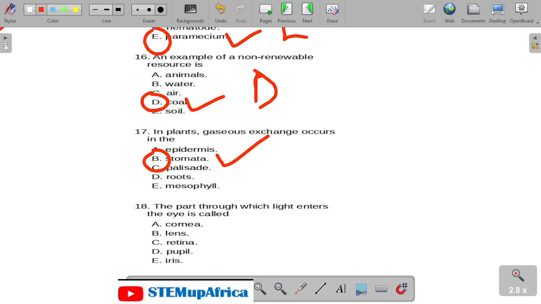Number 18. The part through which light enters the eye is called the pupil. You can also find that in the theoretical question. It's called the pupil. The cornea, the lens, and the iris control the amount of light that is entering. So when light enters the eye, it is the pupil that is responsible for that.